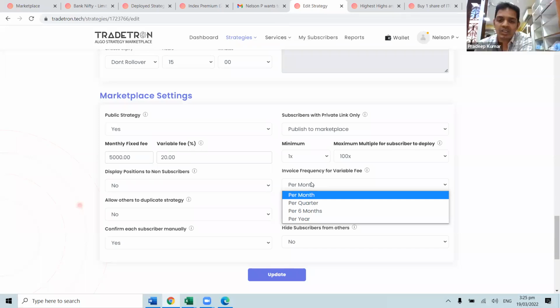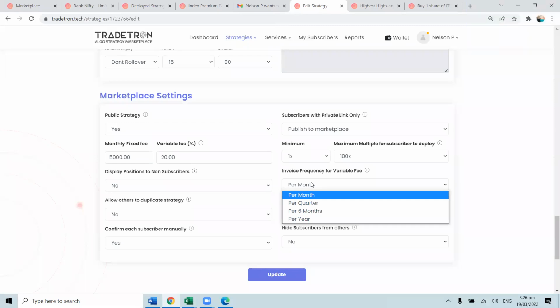Oh, so the invoice will be charged as per individual users, not for common users. No, not for common. The invoice is always for each and every individual user only, sir. Everyone's profit will be different, everyone's date of deployment will be different. So for everyone, the invoice is different.